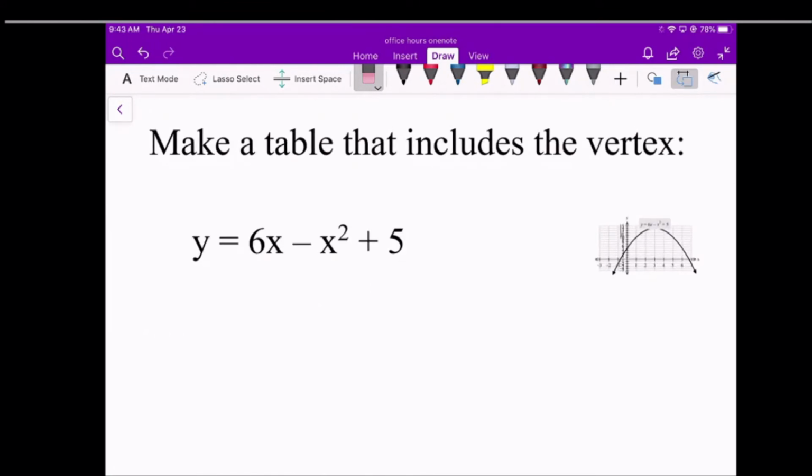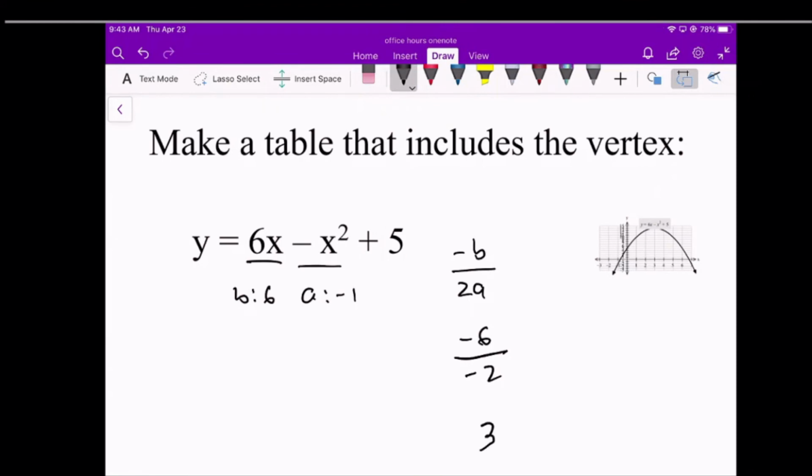Make a table that includes the vertex. Again, this one is written out of order, so you've got to be a little careful here. It's -1x squared, so a is -1, and it's 6x, so b is 6. The center is going to be the opposite of b over 2a. So b is 6, the opposite of b would be -6. a is -1, so 2a is -2. So the center would be -6 divided by -2, which is 3.